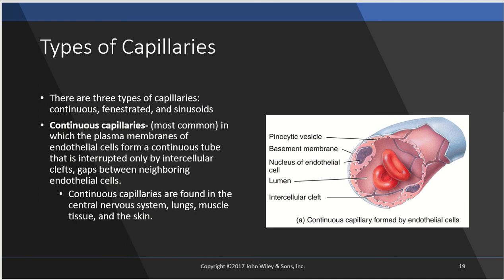We have several different kinds of capillaries, three to be specific: continuous capillaries, fenestrated capillaries, and sinusoid capillaries. A continuous capillary is the most common type of capillary in the body. This is where the plasma membranes of our endothelial cells form a continuous tube that is interrupted only by the intercellular clefts, which are simply gaps between neighboring endothelial cells. Continuous capillaries are found in the central nervous system, as well as in the lungs, the muscle tissue, and in the skin.